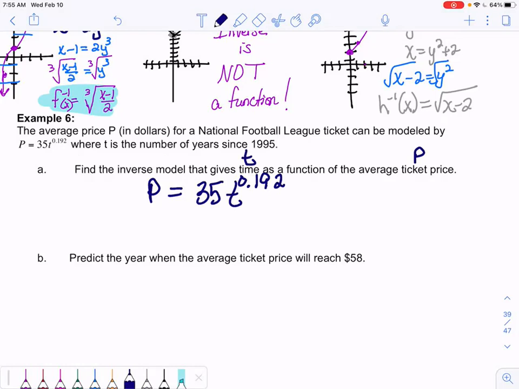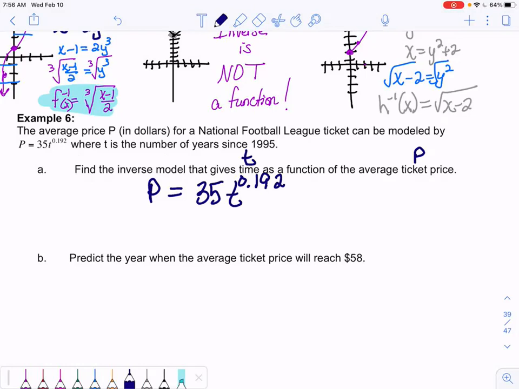In this case, we are not switching our variables. We are going to just solve for T. If I switch my variables, then I'm totally changing what the P represents and what the T represents. So instead, we're going to solve for T and get it by itself. Questions with that? So with a word problem, you don't switch the variables, you just solve for the other variable. So it says we want to have time as a function of the price. That means we're going to solve for T.